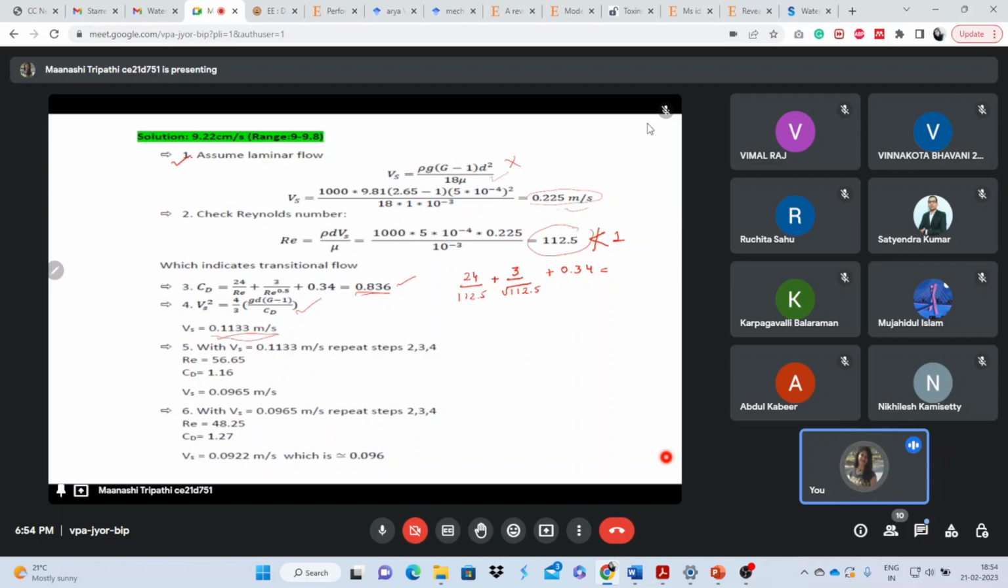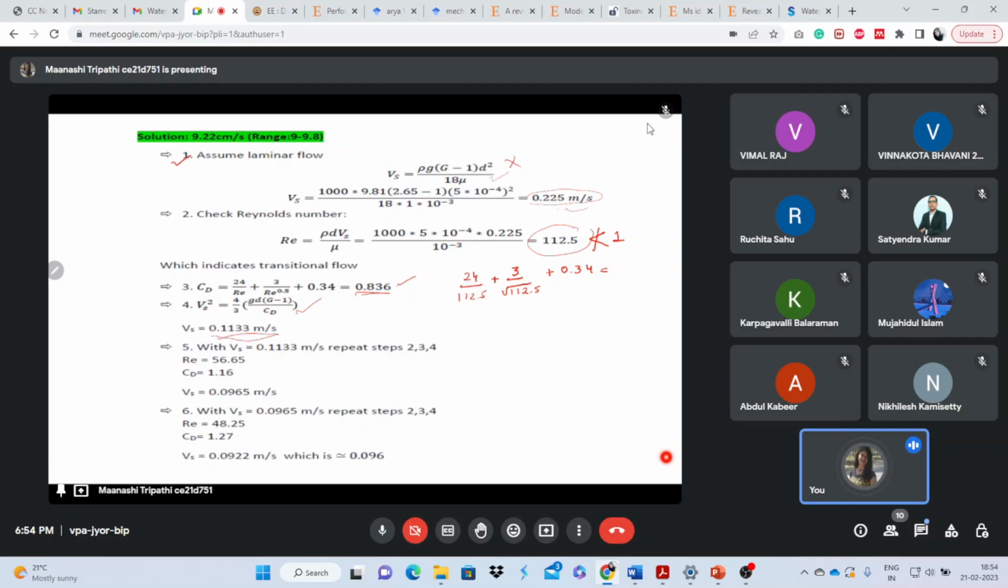Be very careful what type of equation we are talking about, whether it is laminar, transitional, or turbulent. We have to be very, very careful about that. Now we found a transitional equation for the velocity, but we have to check again. What do we have to check? The Reynolds number. It came to 56.65.